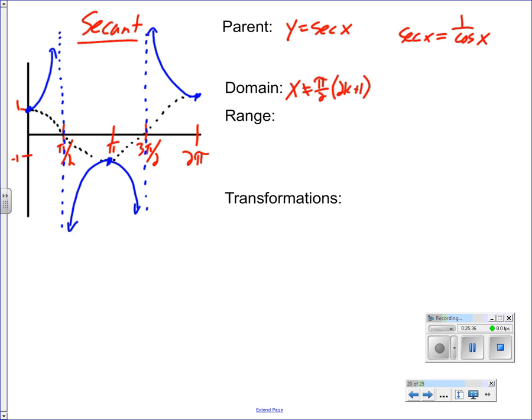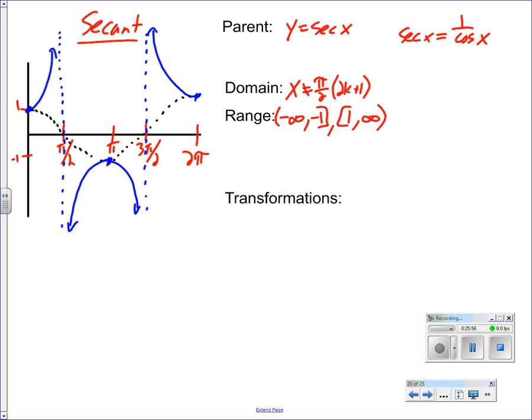The range includes everything except for the interval where cosine has value. So it goes from negative infinity up to negative 1, skips that whole middle range, starts back up at 1, and goes out to positive infinity.